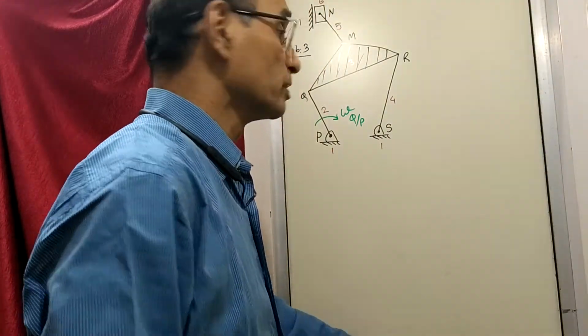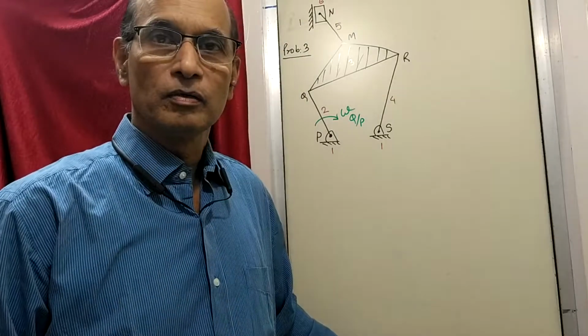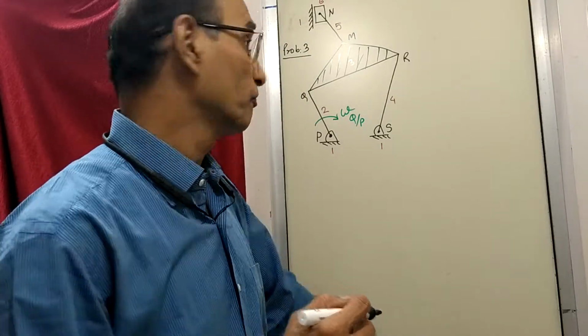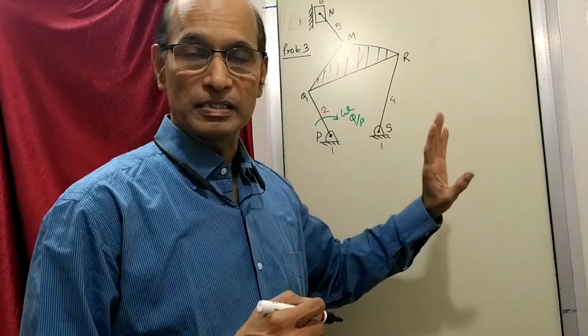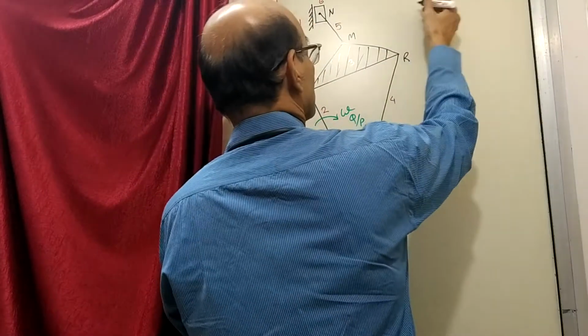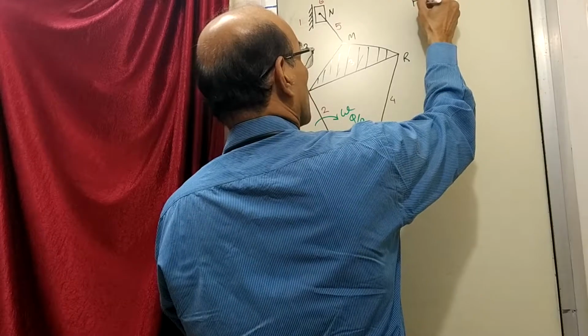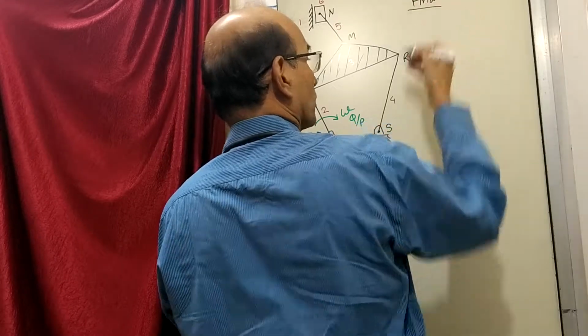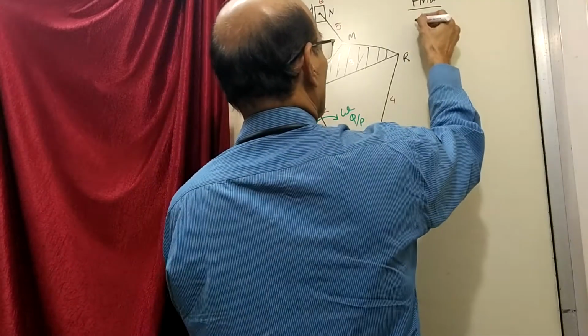So I'll just draw the sketch of problem number 3, which is already there with you. Okay, so this is the exercise which you have solved. We have found out the angular velocities of various links, and they are there with us. Now we are asked to find out some of the terms which are required for acceleration analysis. So I'll write only those terms which are required in the acceleration analysis.